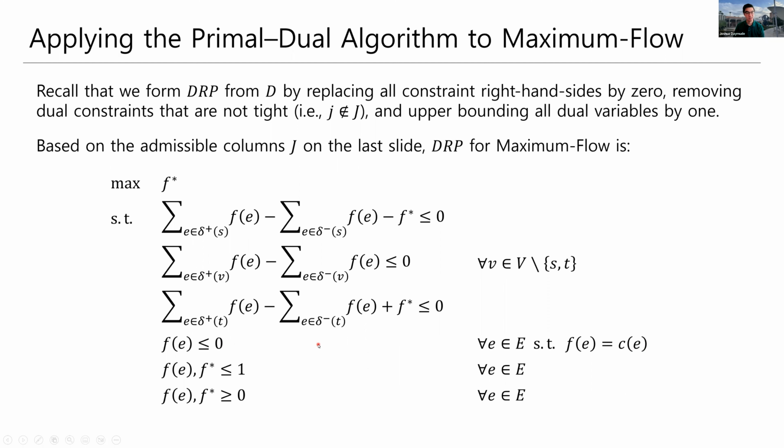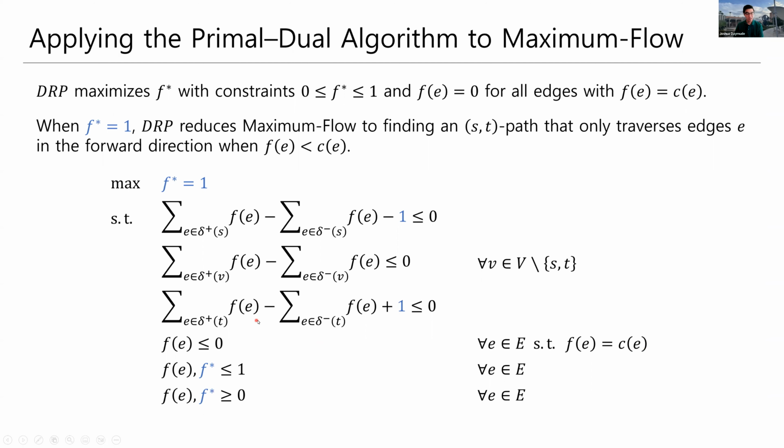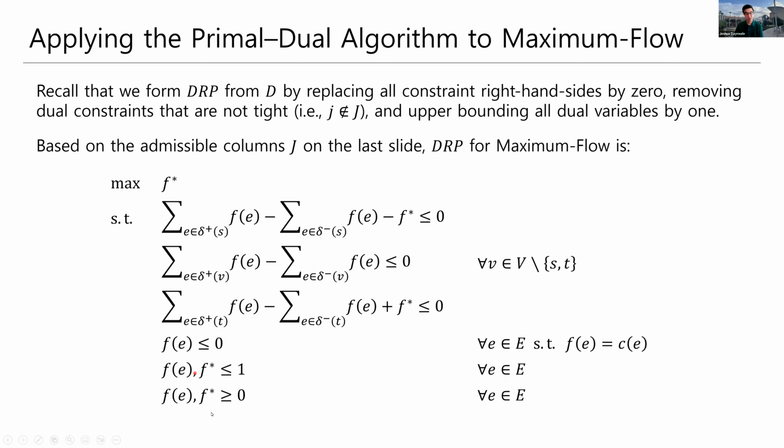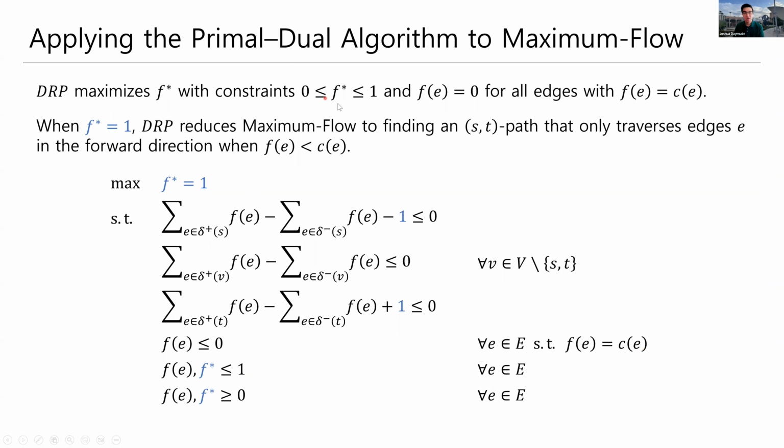Now, how do we interpret this? Looking down here at the last 2 rows, we see that f star, which represents the value, is at least 0, but it's at most 1. So we know that f star is bounded between 0 and 1. We also know that f of e is equal to 0 whenever we have this tight constraint. That's exactly what's happening with this constraint here. We know that f of e is non-negative, but it's also at most 0. Combining those 2 things together makes it exactly 0 for all of these tight constraints.